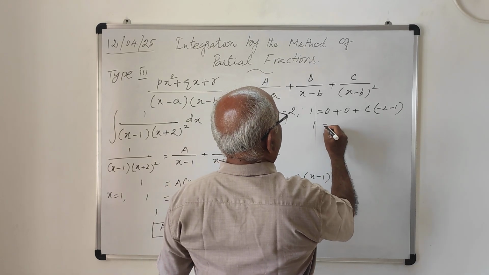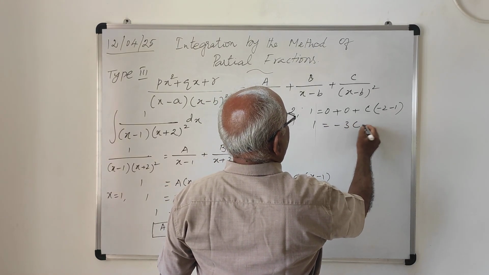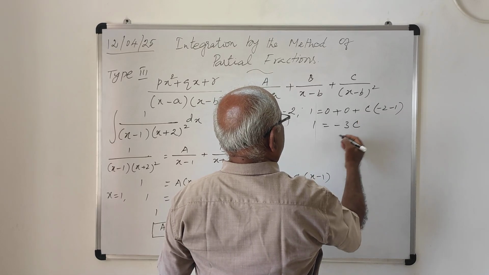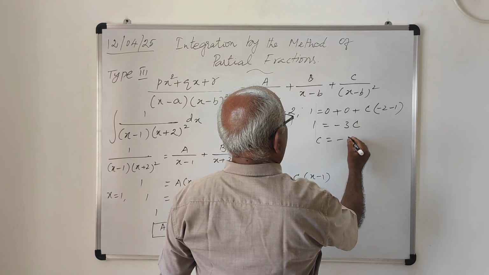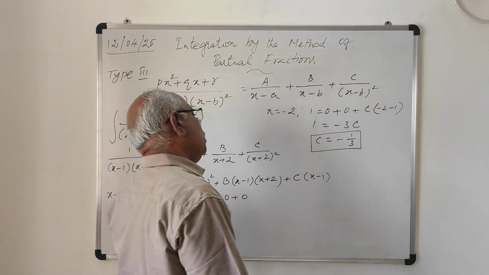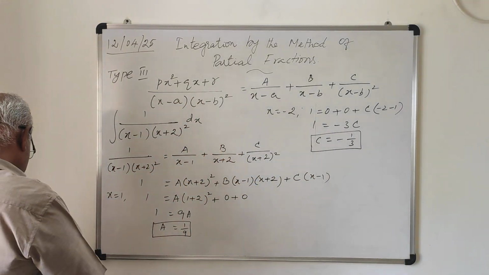So 1 equal to minus 3C. Minus 1, minus 2, minus 1 is minus 3 into C, minus 3C. So C equal to minus 1 by 3. So we determine the value of C also.